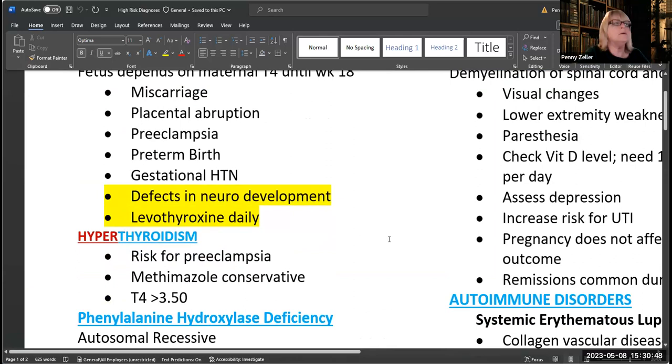On the other hand, hyperthyroidism means that the levels are too high. And this isn't as serious. We're not as aggressive with bringing down thyroid levels as we are with hypo, trying to get them up. Usually if a woman is hyperthyroid, she's going to have more trouble and be more uncomfortable than it affects the fetus, but it can cause a risk for preeclampsia, just like hypo. So preeclampsia, preterm birth, gestational hypertension, and miscarriage are common outcomes of clients with chronic diseases, especially diabetes.